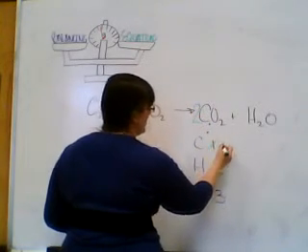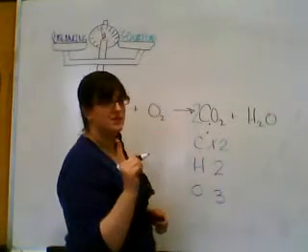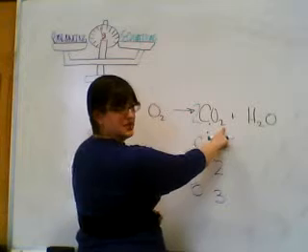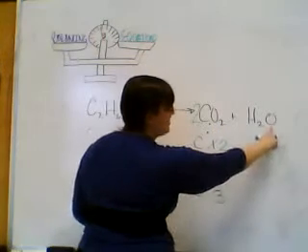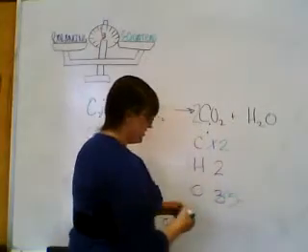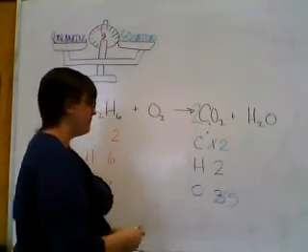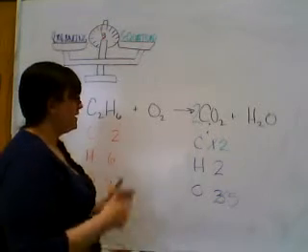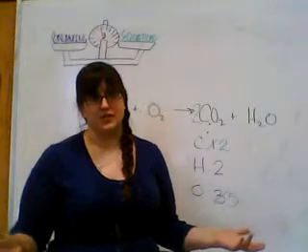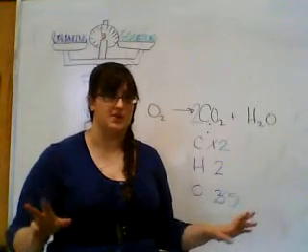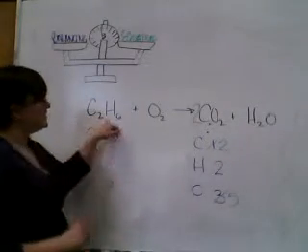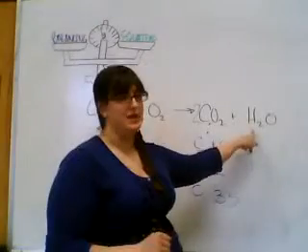That means that we now have 2 carbons, but this also affected how many oxygens we have. So we now have 2 times 2, that's 4, plus our 1 from over here. So now we have 5 oxygens total. Okay? So we've run out of things that aren't oxygen and hydrogen. Now we have to start messing around with our oxygens and hydrogens. So let's start with our hydrogens. We have 6 here. We have 2 here.